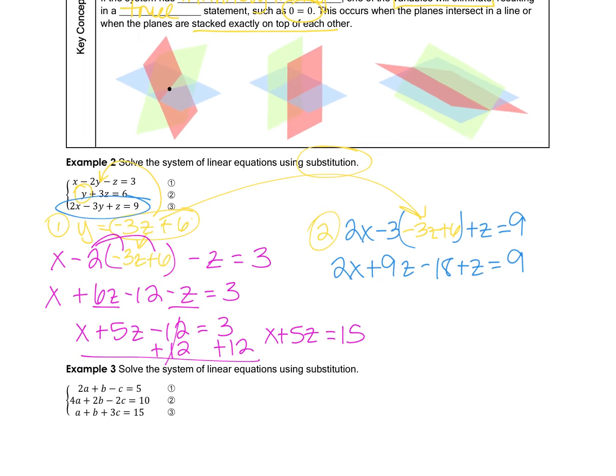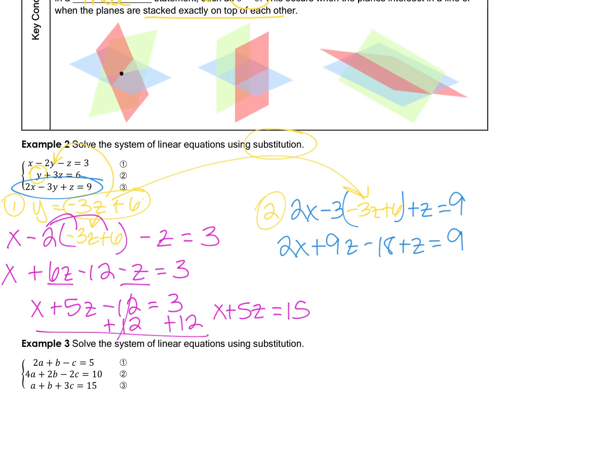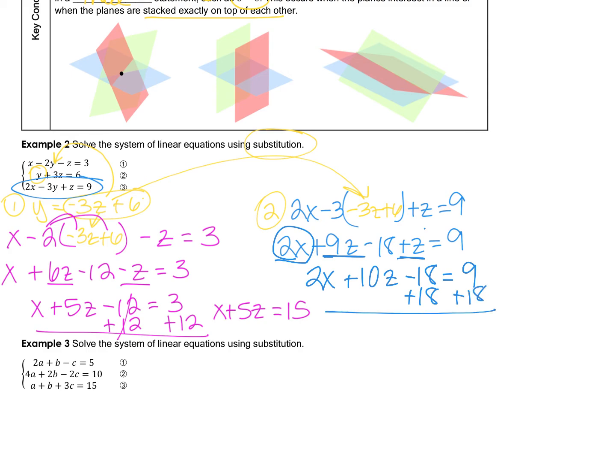So I'm going to combine my like terms. I can combine the x's. Oh, there's only one x, so 2x. And then I can combine the z's. So that'll be 10z minus 18 equals 9. So again, variables on one side, I'm going to add 18.